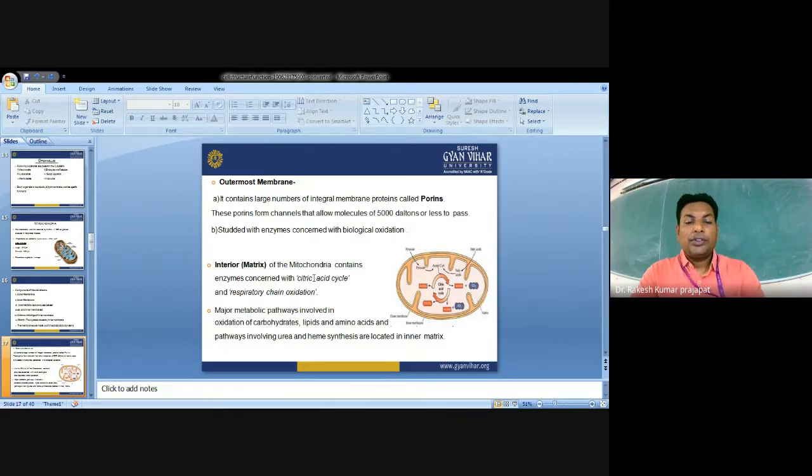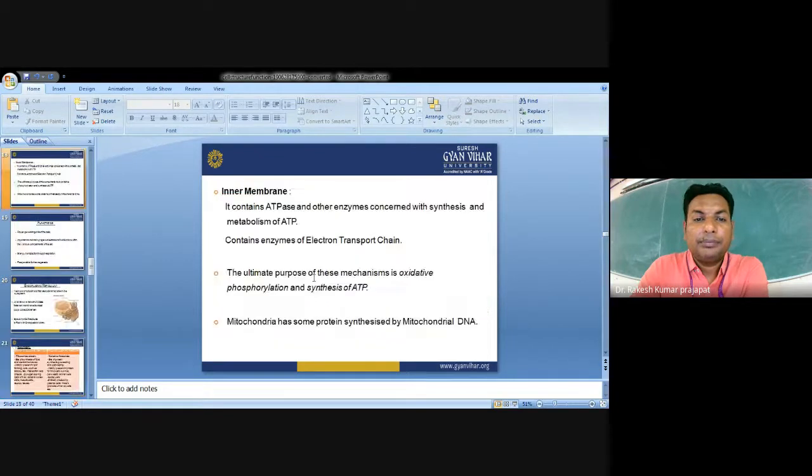Major metabolic pathways which are involved in the oxidation of carbohydrates, lipids, and amino acids, and pathways which are involved in urea and heme synthesis, are located in the inner membrane.